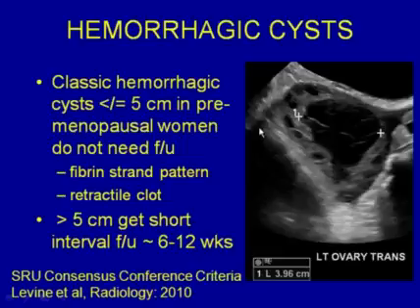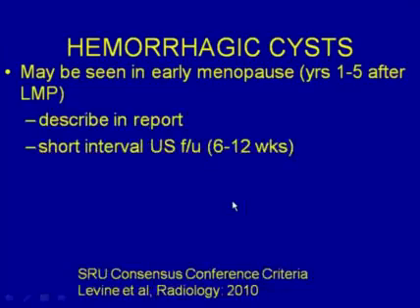So if you have a classic hemorrhagic cyst and it's under or equal to 5 centimeters in a premenopausal woman, you do not need to follow this up. And the classic patterns are this fibrin strand pattern, this lace-like reticular pattern, or the retractile clot. If it's larger than 5 centimeters, then you should get a short interval follow-up in 6 to 12 weeks to assure that it is actually resorbing. And this was published from the SRU Consensus Conference in Radiology in 2010, and I encourage you to take a look at this because it's very valuable in terms of following up your patients.